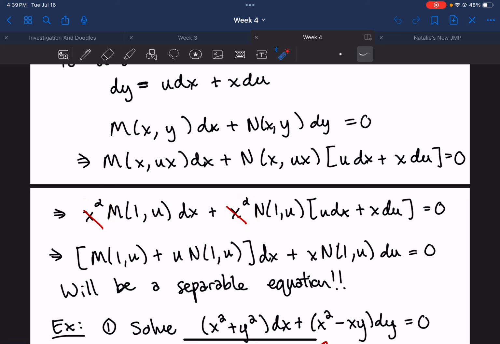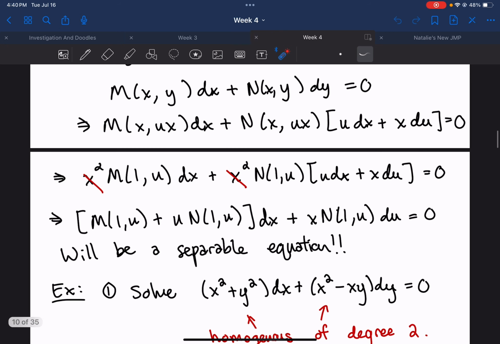And since these are both homogeneous of the same degree, we get the same x to the alpha out front on both terms, right? So now my equation becomes x to the alpha m of 1 and u dx, because the x's got slid out front, plus x to the alpha n of 1 and u, because the x's again came out front, times u dx plus x du equals 0. And since this side is equal to 0, I can cancel these x to the alphas on both terms.